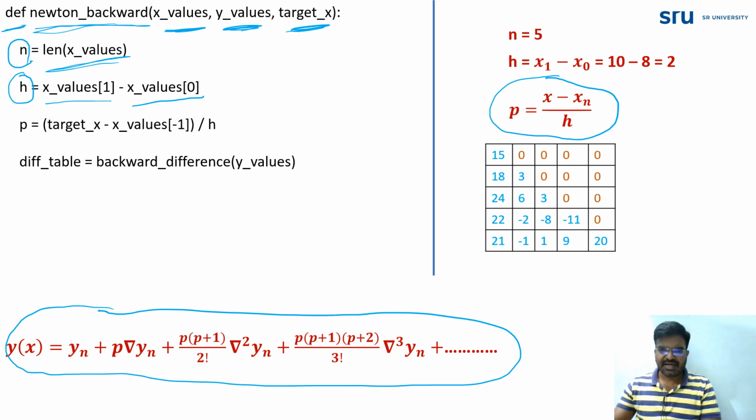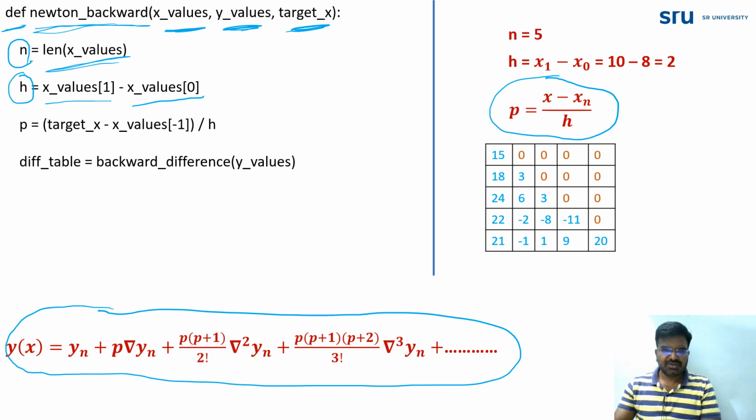X means that is target x. Xn means last value of x. H is a common difference of x values. See, we have written the same thing here in the code.